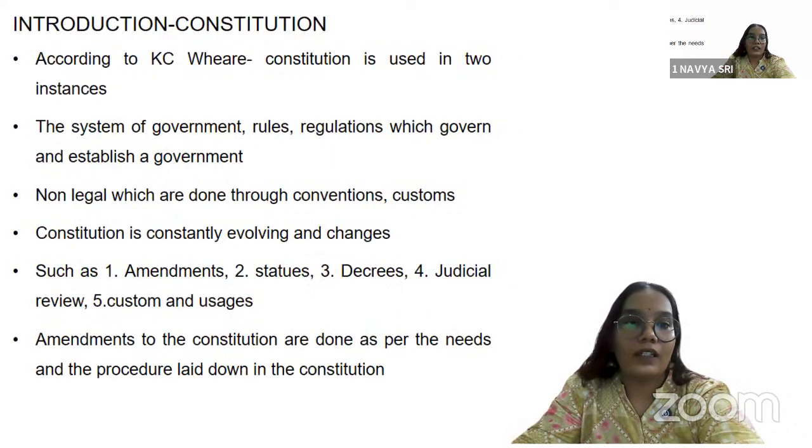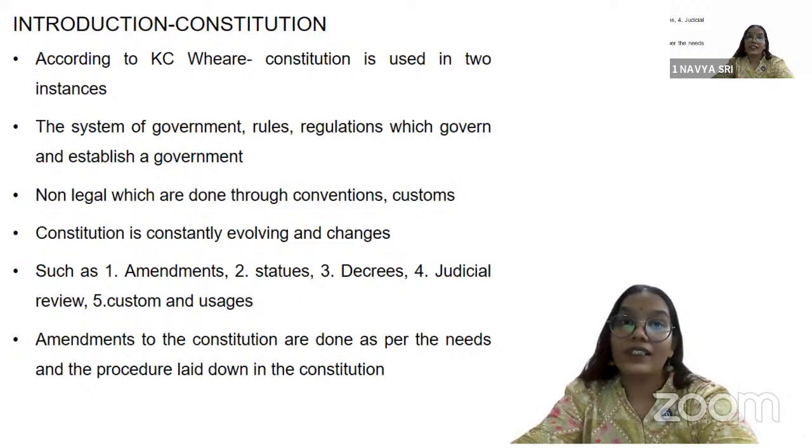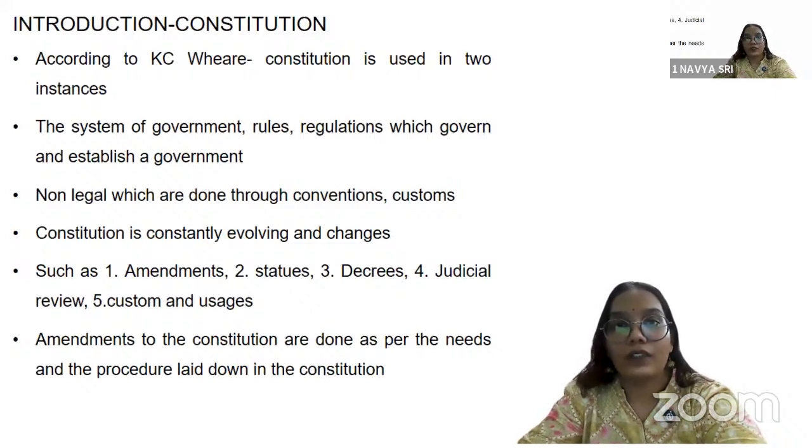Now let us understand the various definitions or examples given by political analysts. According to K. C. Wheare, the constitution is used in two instances. There is not just a single purpose of the constitution, not just the rules of the governed or the rules of the government. It is based on the system of government, rules and regulations which govern and establish the government. And it also includes non-legal procedures which are done through conventions and customs. So this constitution can be amended or used in both official and non-official ways.